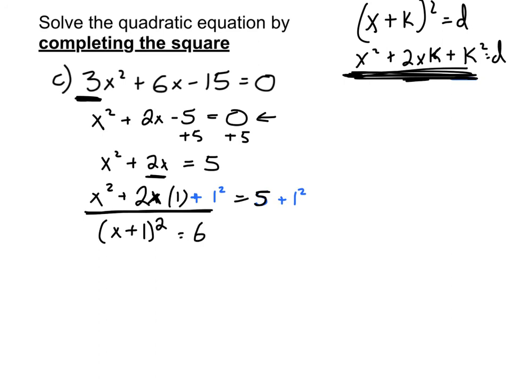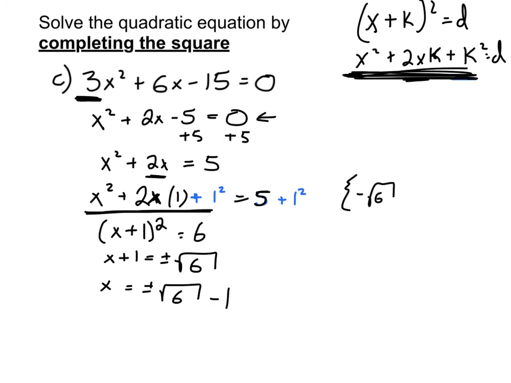Alright, so now I'm going to use the square root method. Equals plus or minus the square root of 6. I'm going to go ahead and solve this by subtracting 1 on both sides. Alright, so now I can write my solution set. Always start with the smaller of the two numbers, so negative square root of 6 minus 1, and then positive square root of 6 minus 1. And that's my solution.